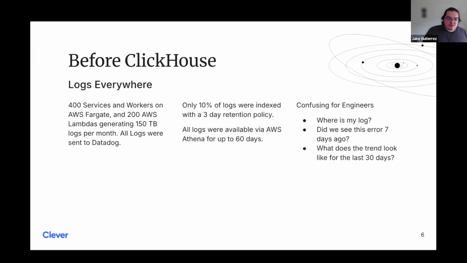And this dual brain system proved to be very confusing for engineers. A lot of them go, "Where's my log?" because we dropped the bug logs, or they say this error log started 3 days ago, but in reality it started much longer than that. And then if they wanted to look at a trend over the 30 days, it would be very difficult to do that in Datadog because it's only 3 days, and they'd have to go to Athena for that.